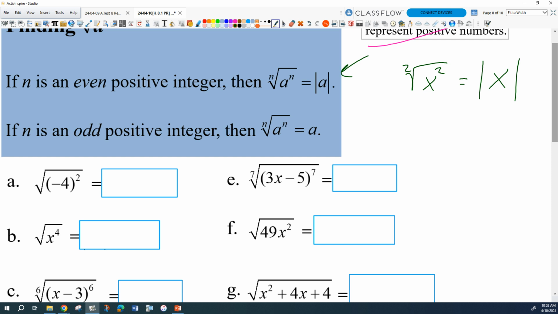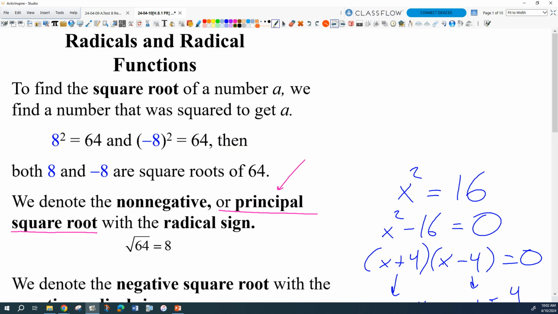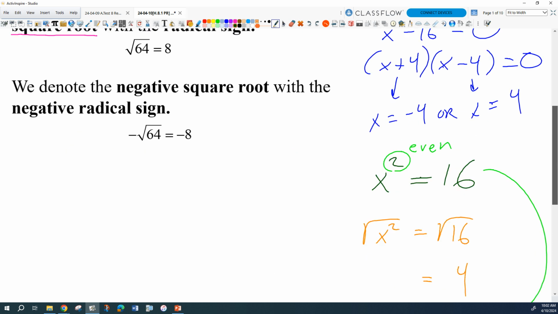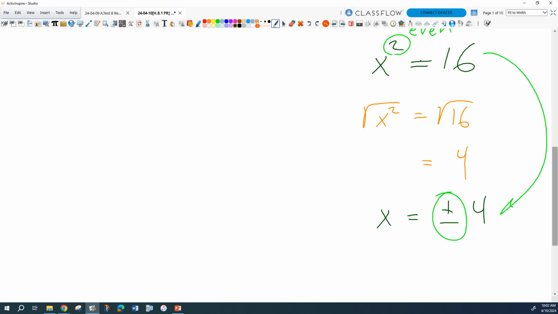Okay, so now we can go back. Let's go clear back to the beginning, and we can resolve our issue here, right? When we took the square root of both sides, people typically think the plus or minus is coming from the 16, but it's not. The square root of 16 is 4. The square root of x squared, however, is the absolute value of x.